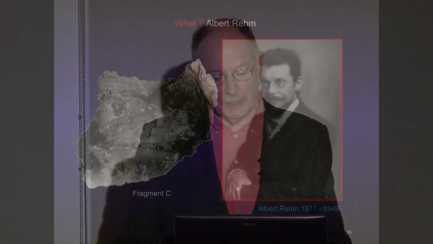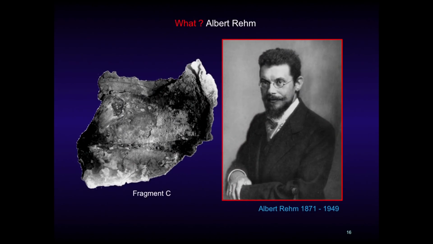Back in 1905, though, he started to look at the fragments, particularly this fragment C. This is one of the main fragments. The main fragments are lettered A, B, C, etc.